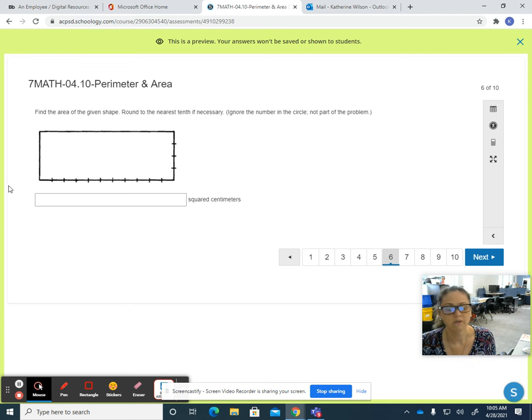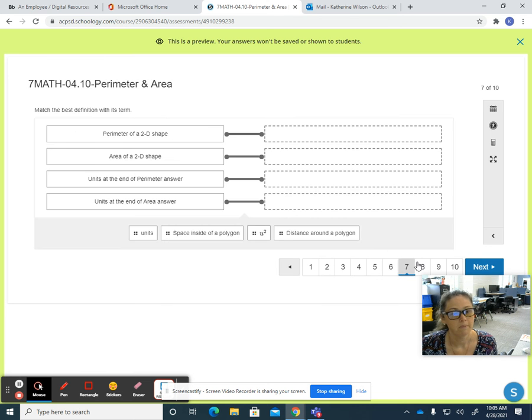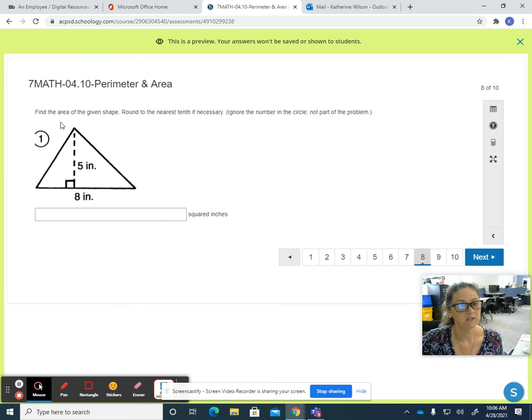Here, it just asks you to find the area of this rectangle. Remember, you count spaces. So going up this way, I have 1, 2, 3, 4. So the width of this rectangle is 4. Here you're just matching what goes at the end of a perimeter answer and an area answer. This one asks you, so ignore the ones. I took this from a worksheet that we would have done if we were in class together, but it's virtual, and I wanted you to be able to type your answers in and get an answer versus me having to hand grade the worksheet for you.